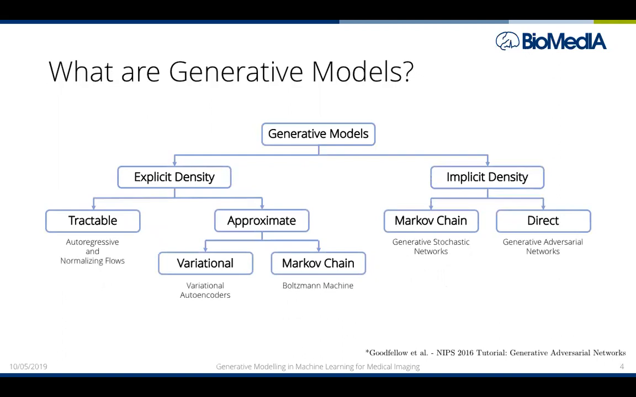The hierarchy of generative modeling can be broken down by this taxonomy. This is adopted from Ian Goodfellow's tutorial on GANs. And specifically in this talk, we will be focusing on autoregressive and normalizing flows, variational autoencoders, and finally, generative adversarial networks.